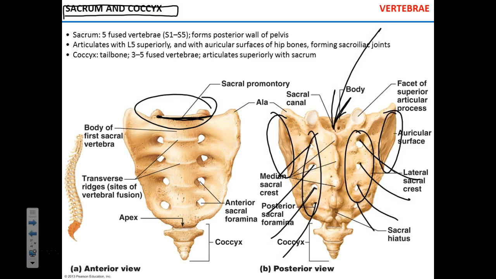Okay. Now tailbone, coccyx, 3 to 5 vertebrae, articulates with the sacrum at the sacral apex. Nothing too remarkable about it. That make sense?